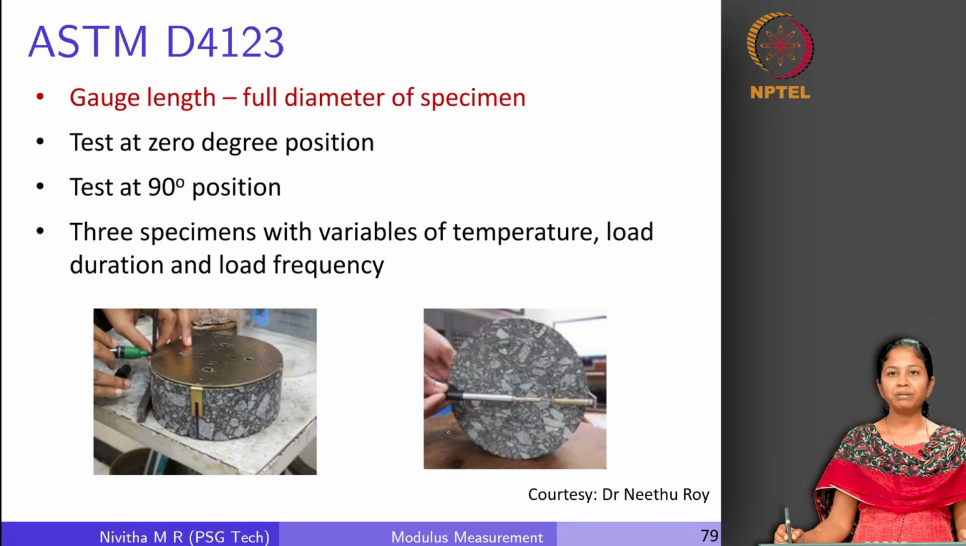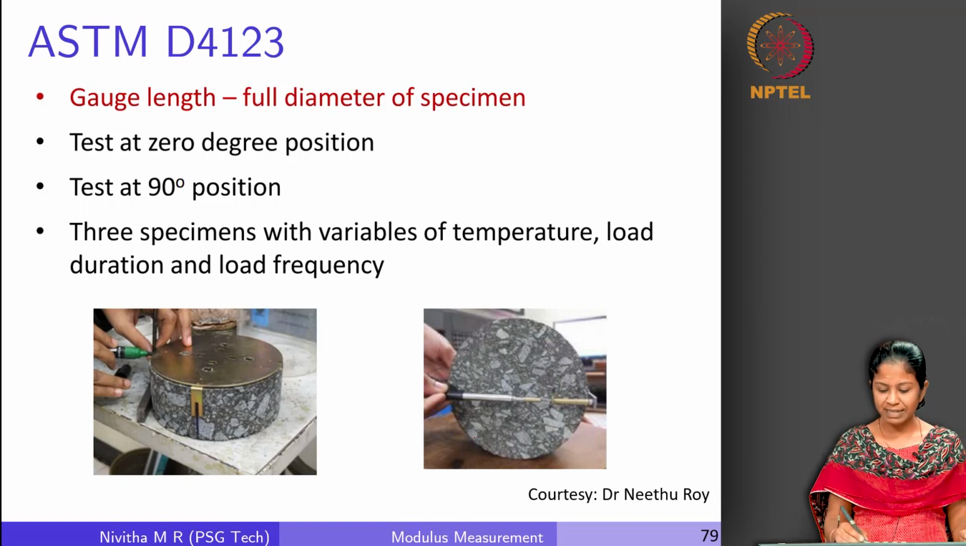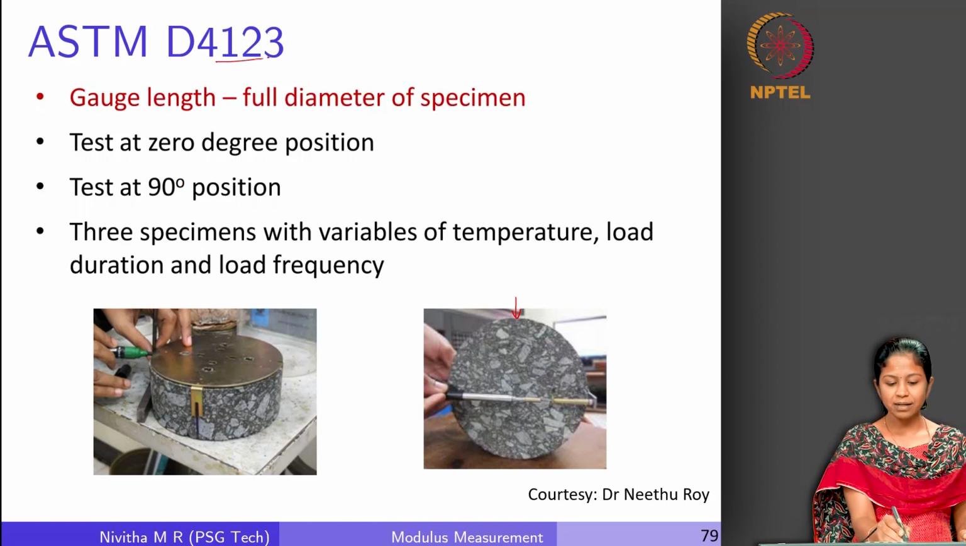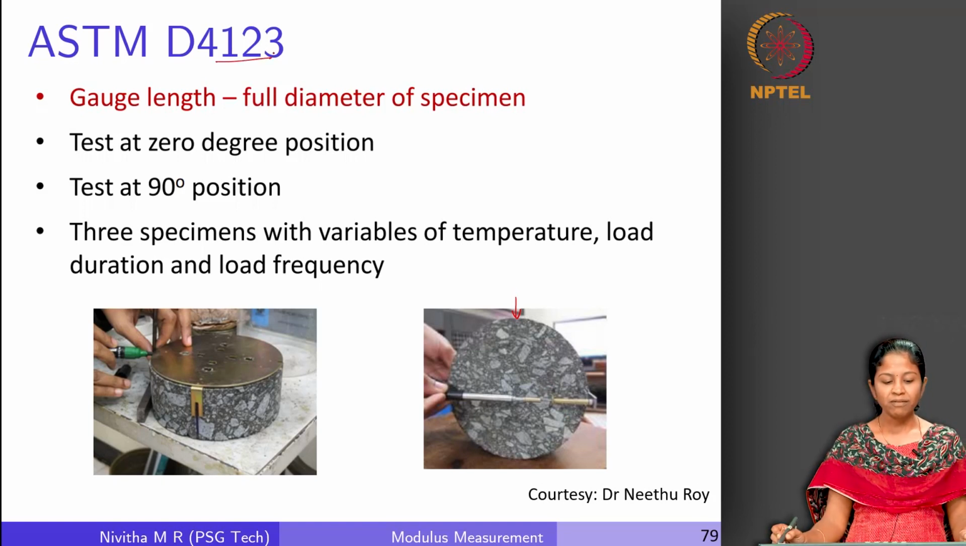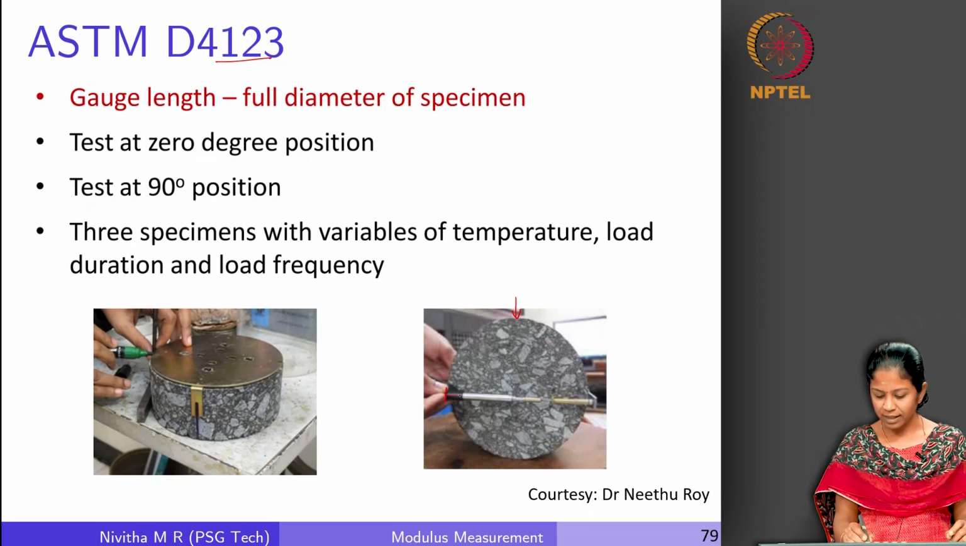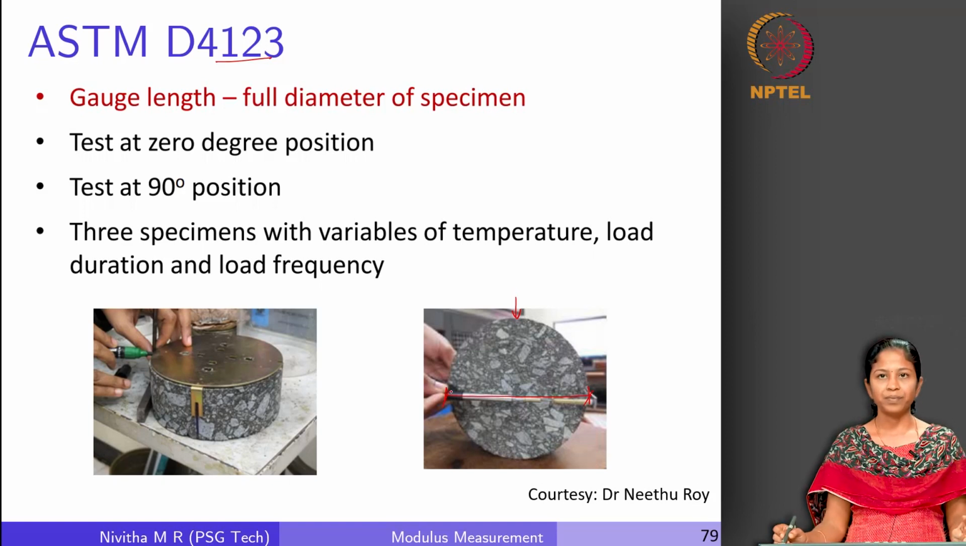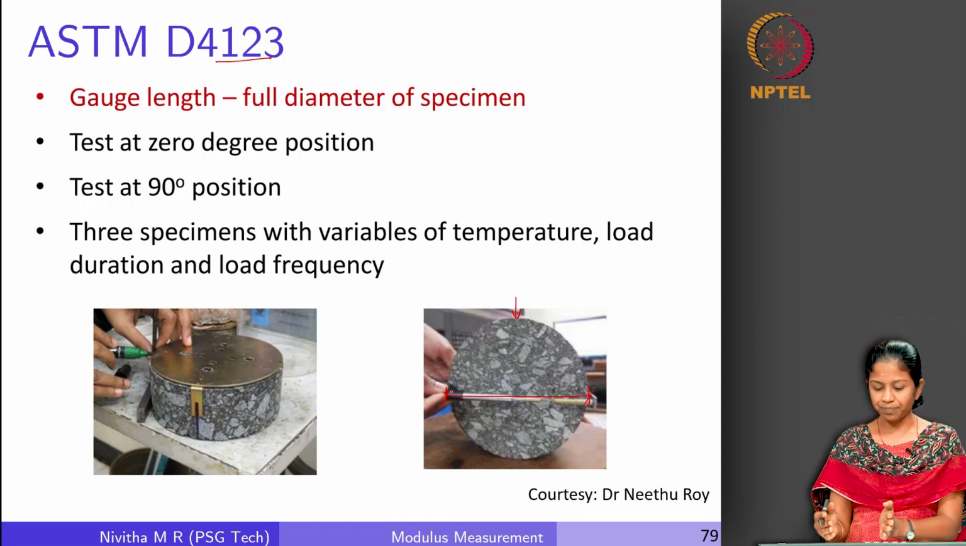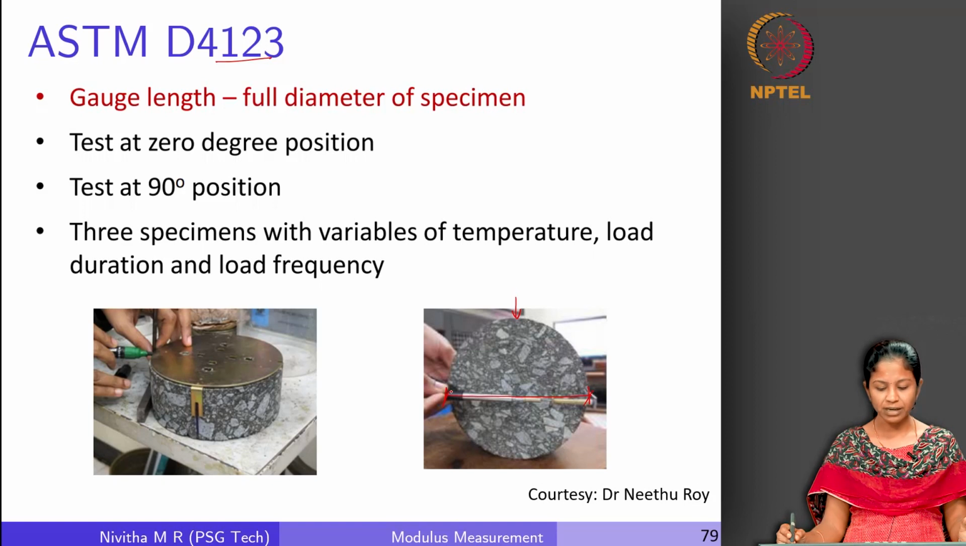Now, where do we measure the deformation, right? We said we are placing the specimen like this. You can see here, we place the specimen like this and apply the load here on the diametral plane. Now, where do I measure the deformation, right? So, as per this ASTM D4123, we are supposed to measure the deformation for the full gauge length, that is for the full diameter of the sample, right. So, this is the length over which we are supposed to measure the deformation.